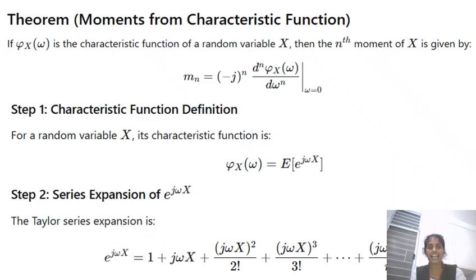Step 1. Characteristic function definition. For a random variable x, its characteristic function is phi x of omega equals E of e power j omega x. Step 2. Series expansion of e power j omega x. The Taylor series expansion is e power j omega x equals 1 plus j omega x plus (j omega x) whole square by 2 factorial plus (j omega x) whole cube by 3 factorial plus and so on, plus (j omega x) whole power n by n factorial, and so on.